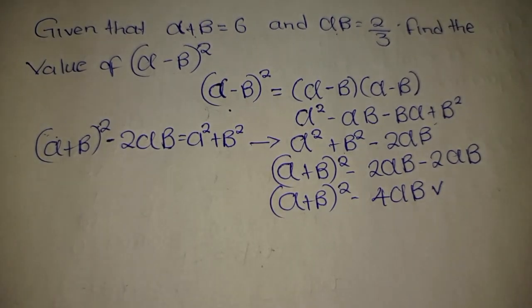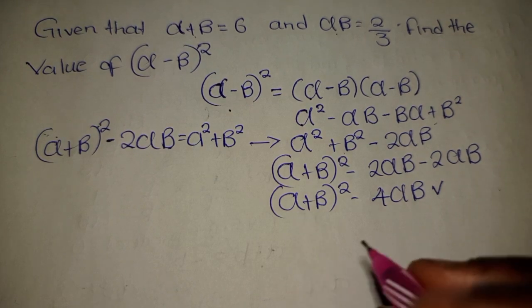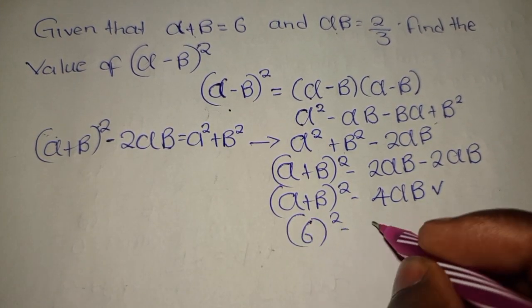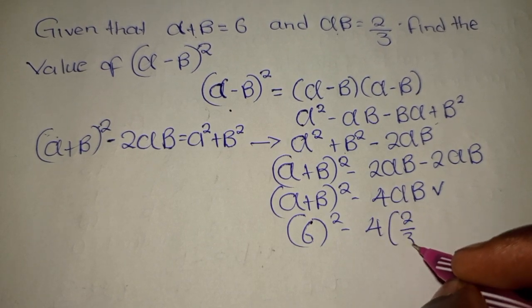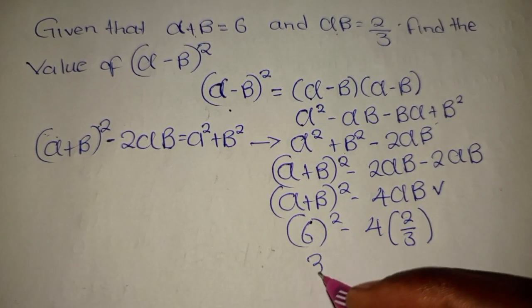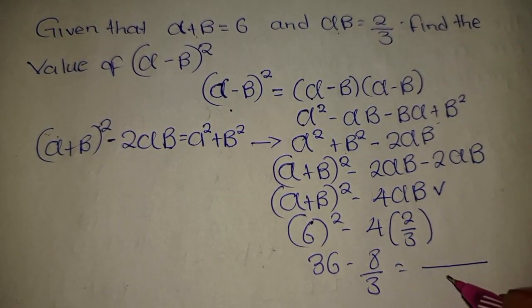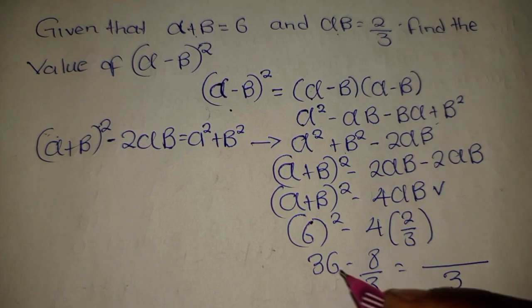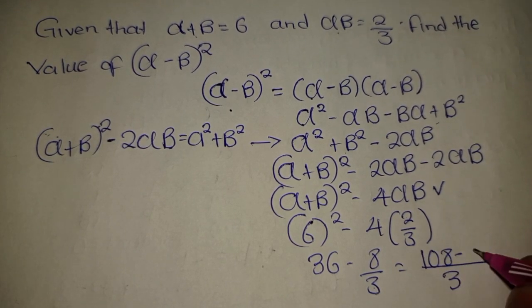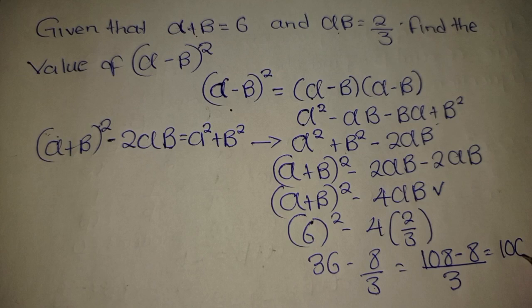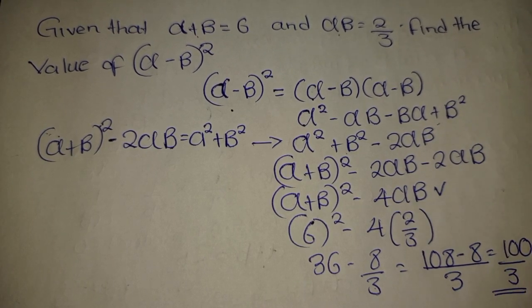So this is basically the expression that we'll be able to use for us to factorize the expression that we have been given. So we know for sure that alpha plus beta here is 6 squared, and alpha beta is basically 2 over 3. 6 squared is basically 36, and this will give us 8 over 3. Looking at the common denominator, it is 3 itself. 3 times 36 is basically 108 minus 8, giving us 100 over 3. So this is basically how you evaluate such kind of an expression.